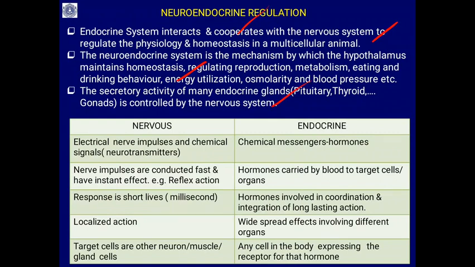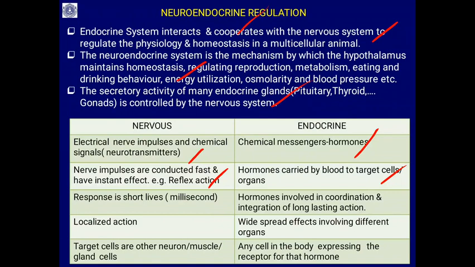What are the differences between the regulation of the nervous system and that of the endocrine system? The nervous system regulates through electrical nerve impulses and chemical signals, that is, neurotransmitters. This is the nature of the regulation. In the endocrine system, chemical messengers, hormones, are released into the circulatory system to regulate. Nerve impulses are conducted very fast and have an instant effect. You will find a reflex action takes place within a second, a fraction of a second. So that is very fast regulation.